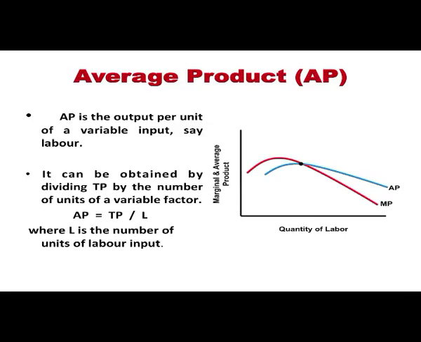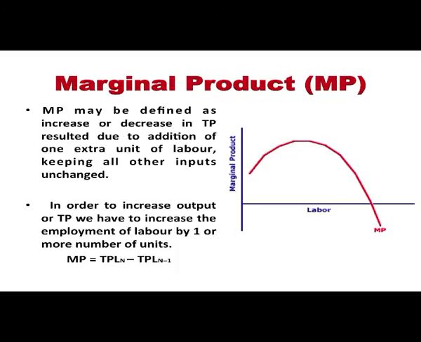Average product, that is AP, is the output per unit of a variable input, say labor. It can be obtained by dividing TP by the number of units of labor used. As shown, AP is equal to TP upon L, where L is the number of units of labor input. Marginal product is defined as increase or decrease in TP resulting due to addition of one extra unit of labor employed, keeping all other inputs unchanged.